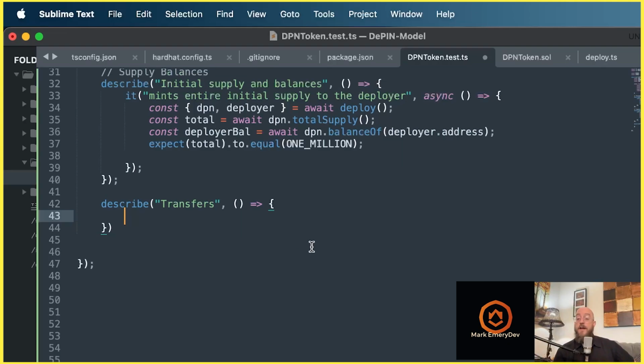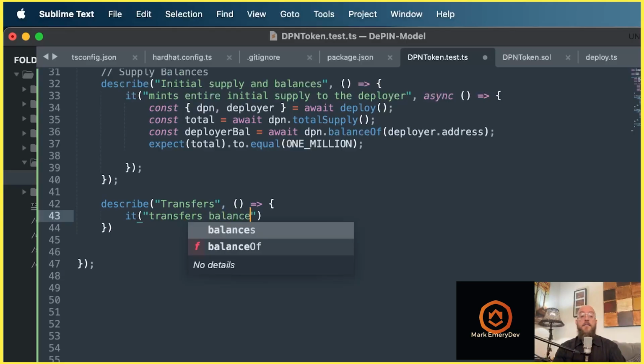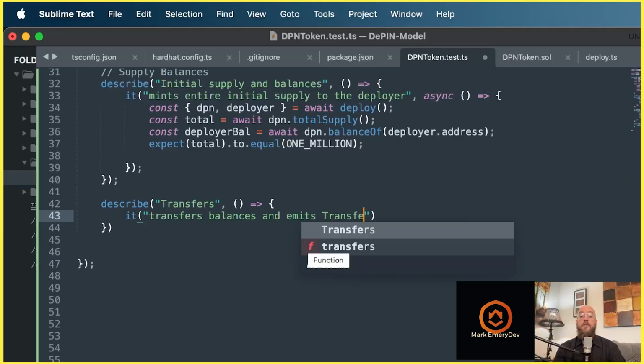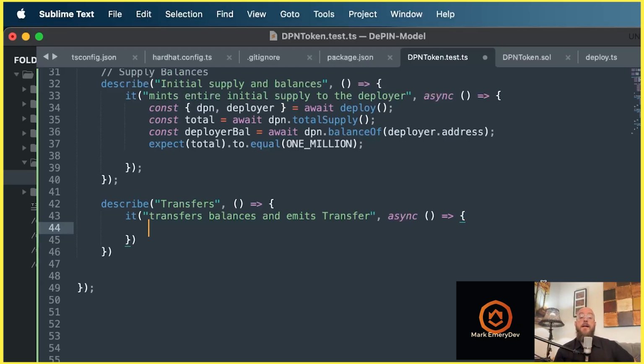So this time, I went right into describe transfers. So here's our block. And of course, you could come back later and add all kinds of stuff. But we want to say describe transfers. Well, what does it do? Well, it transfers balances and emits transfer. All right. It's an async function. All right. So when events take place, there are emissions of information, and we count on that. We want it to emit, or admit, I guess, that it transferred, okay?